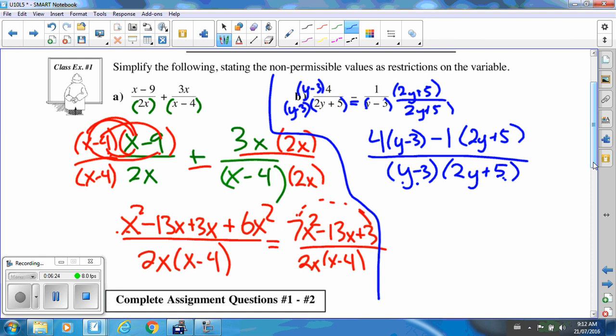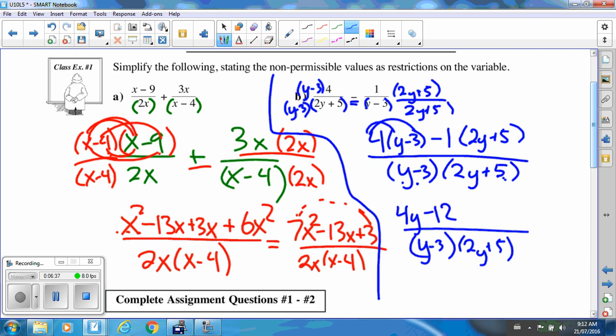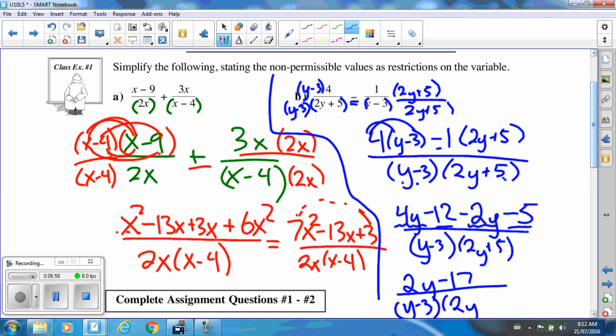So anyway, let's work with our numerator now. Our denominator's ready. Y minus 3, 2y plus 5. This is going to be 4y minus 12. Distribute that in, and again I have to carry this negative with me, minus 2y minus 5, right? And now I can put my like terms together, 4y and 2y make 2y, negative 12 and negative 5 make negative 17, all over y minus 3 and 2y plus 5. And I can't simplify anything further.